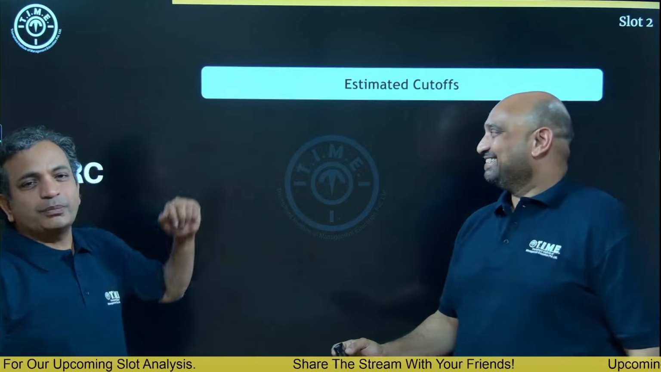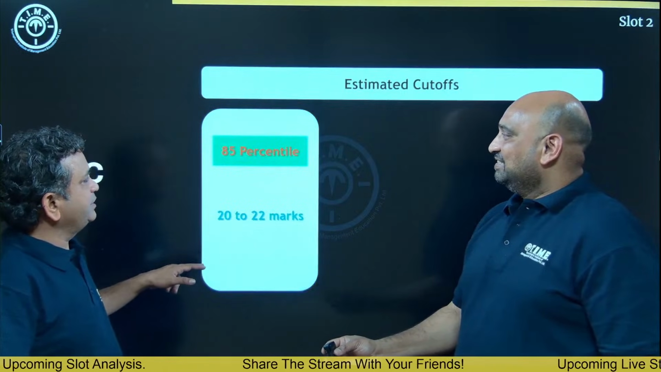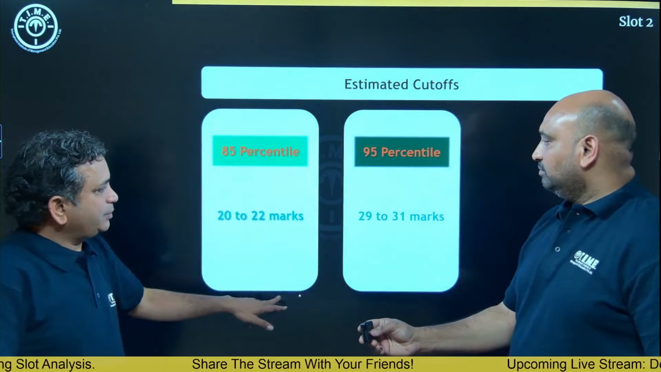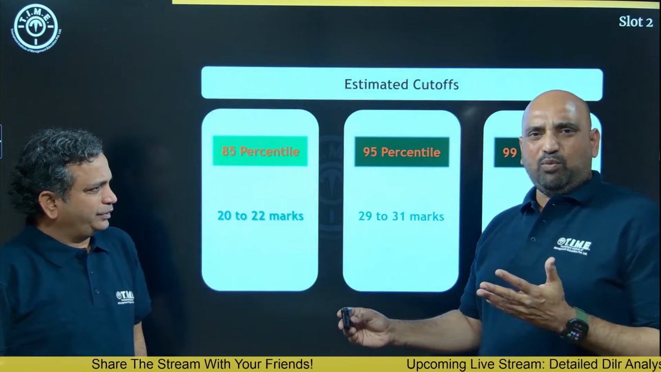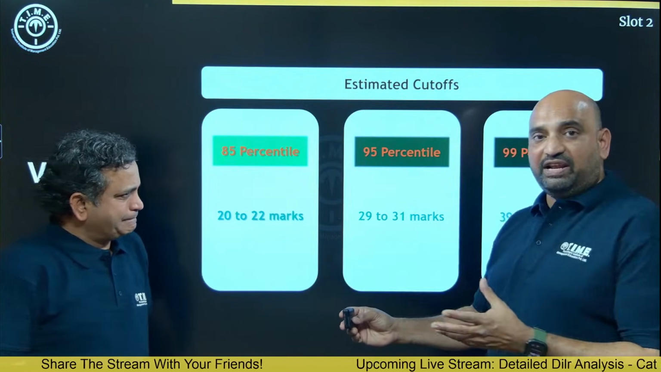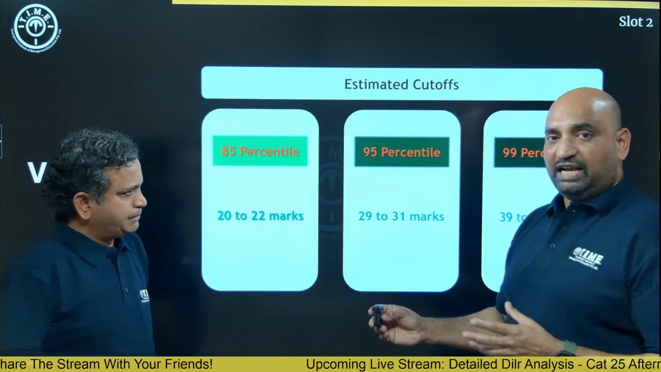All right. So let's now talk about the cutoffs in the VARC section. What would you say about the cutoff in terms of the 85 percentile? Around 2021 is what we are looking at. So we've given a range here, 20 to 22 marks for the 85 percentile.